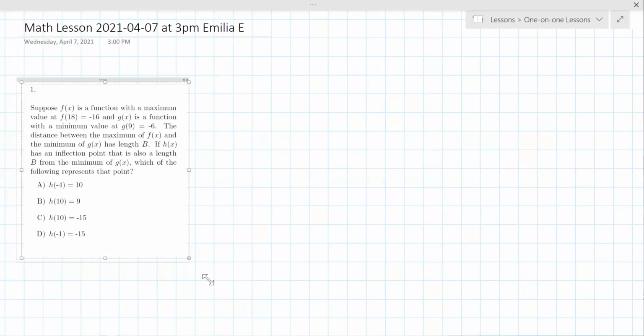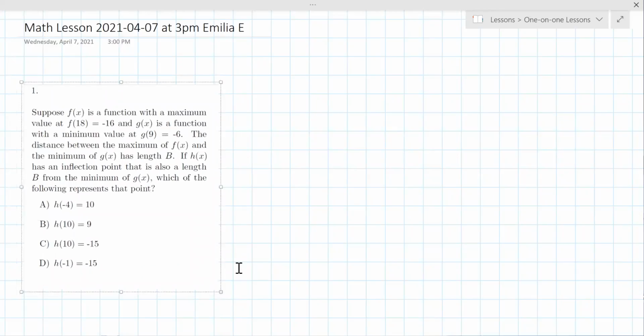So suppose f of x is a function with a maximum value at f of 18 equals minus 16, and g of x is a function with a minimum value at g of 9 equals minus 6. The distance between the max and the minimum has a length b. If h of x has an inflection point that is also a length b from the minimum of g of x, which of the following represents that point?